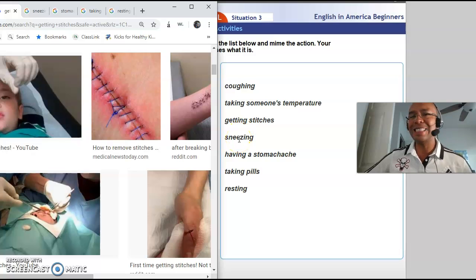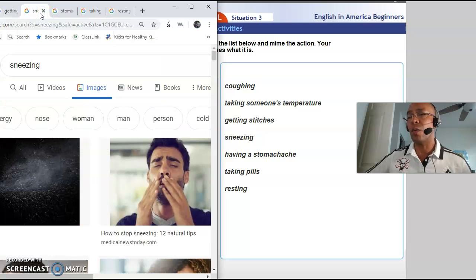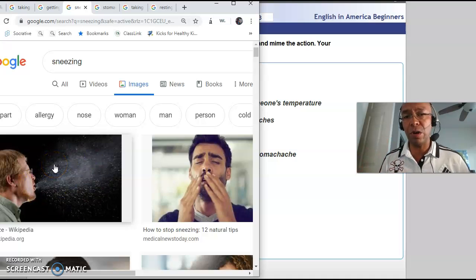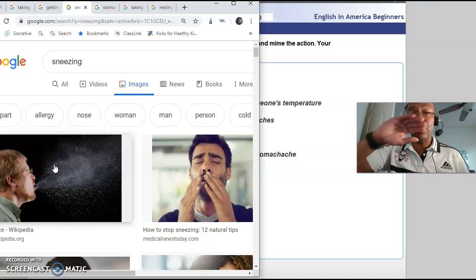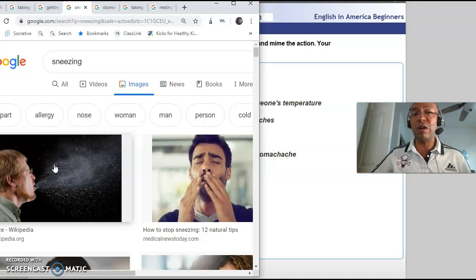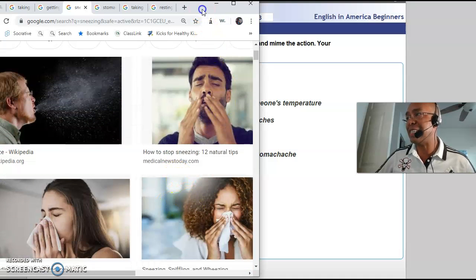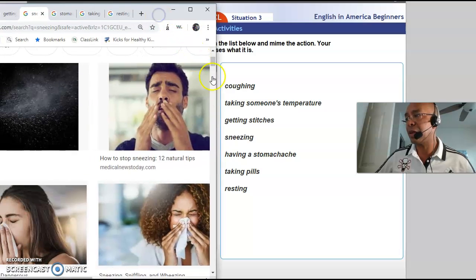Sneezing. This is what it looks like when you sneeze. It's very important to cover yourself now because remember, with the coronavirus, with COVID-19, studies have shown that these droplets stay in the air for a period of time. Some say 8 minutes. So when you sneeze, make sure you cover your mouth, okay? Or even better, if you're in public, wear a mask, okay? Wear a mask.